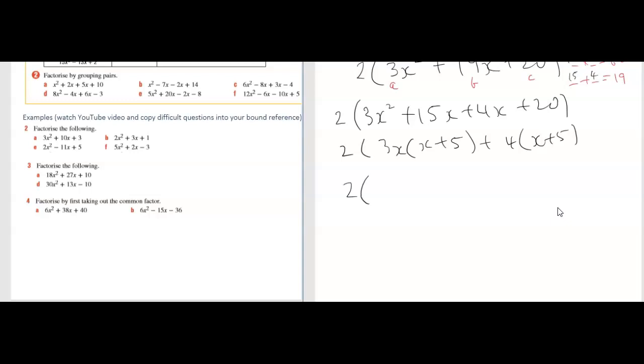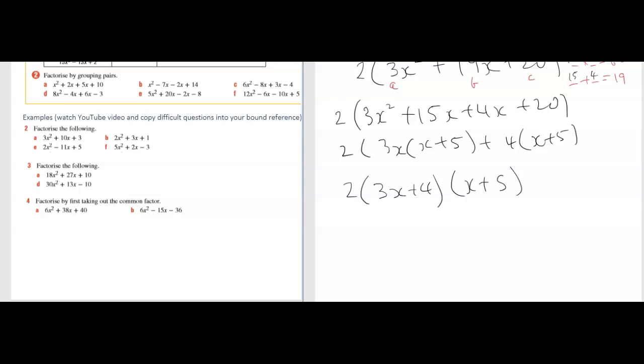Okay, so the 2 stays there. Let's group. So 3x and the 4. So add them together. And they can go in their own bracket. We don't need a bigger bracket, because there's no need for it. So it's just 2 times 3x plus 4 times x plus 5.